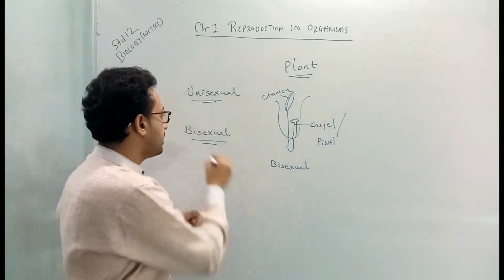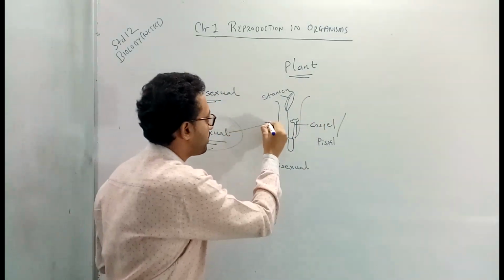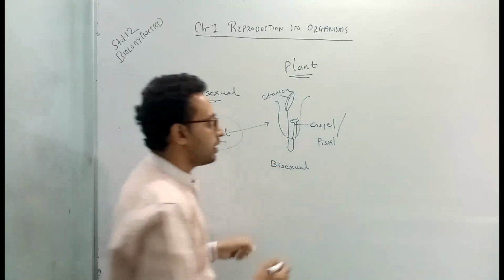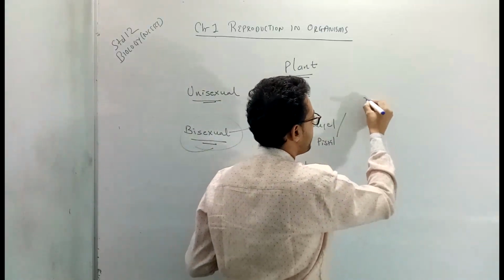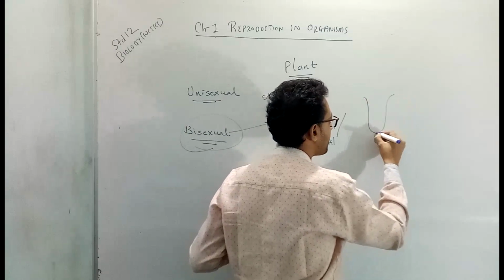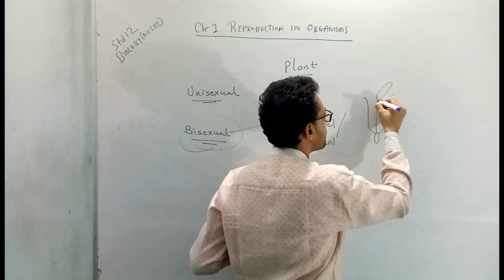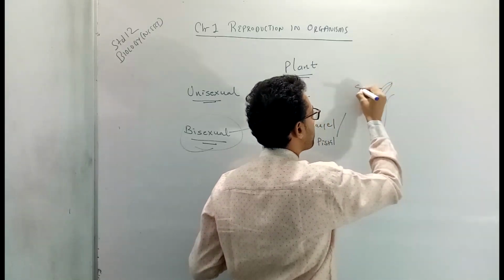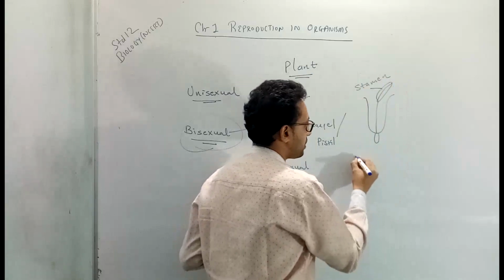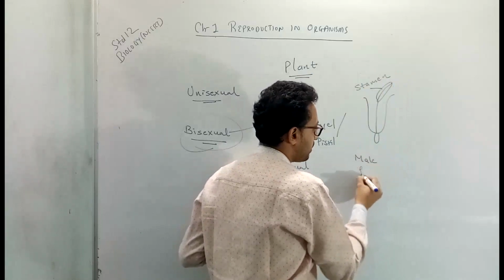Here male and female sex organs are present in the same flower. So that's called a bisexual flower. Unlike that, a unisexual flower possesses only one organ, either male organ or female organ. Like this flower, it possesses only stamen. The stamen is a male reproductive organ. So such a flower is called a male flower.